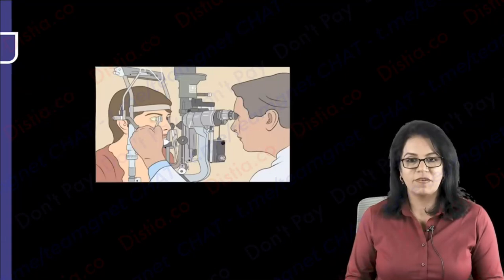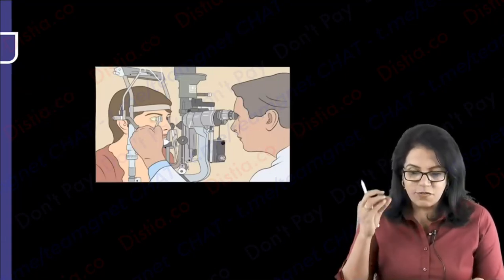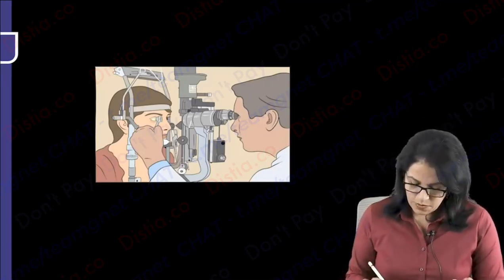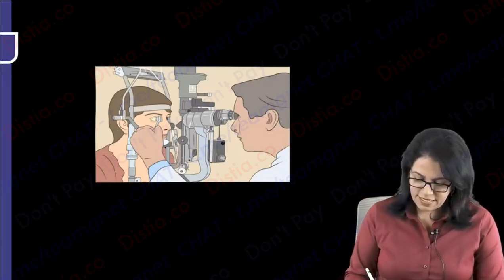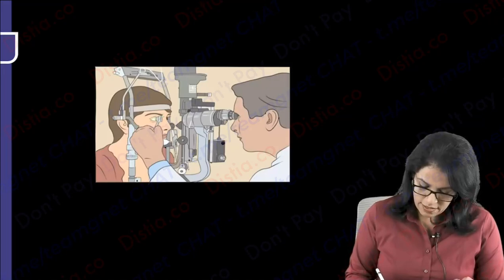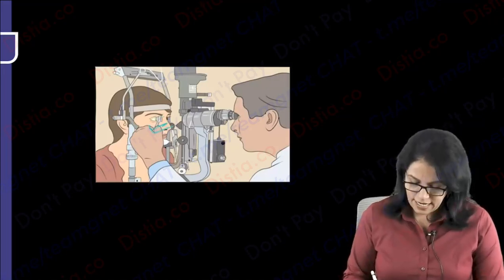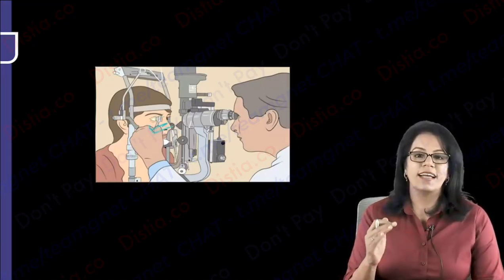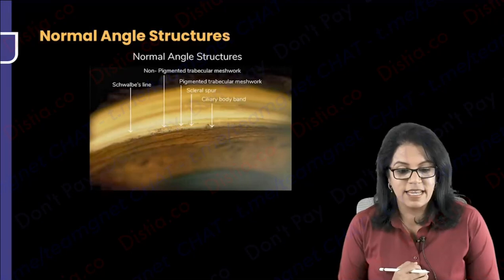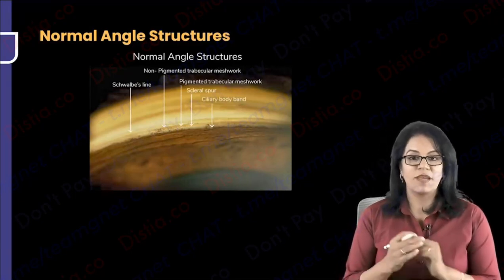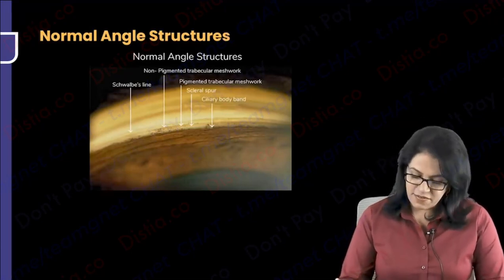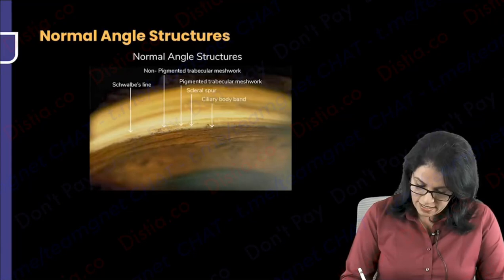What is gonioscopy, everyone? It is bimicroscopic visualization of the angle of the anterior chamber. So this is what you are looking at here. The examiner is seeing through the slit lamp, and this is the gonioscope in his hand, which he has put in the patient's eye, and looking through it he is able to see the angle structures. What are the angle structures that the examiner can look at? How do you learn it? Sometimes you people find it very difficult. It's very, very simple.